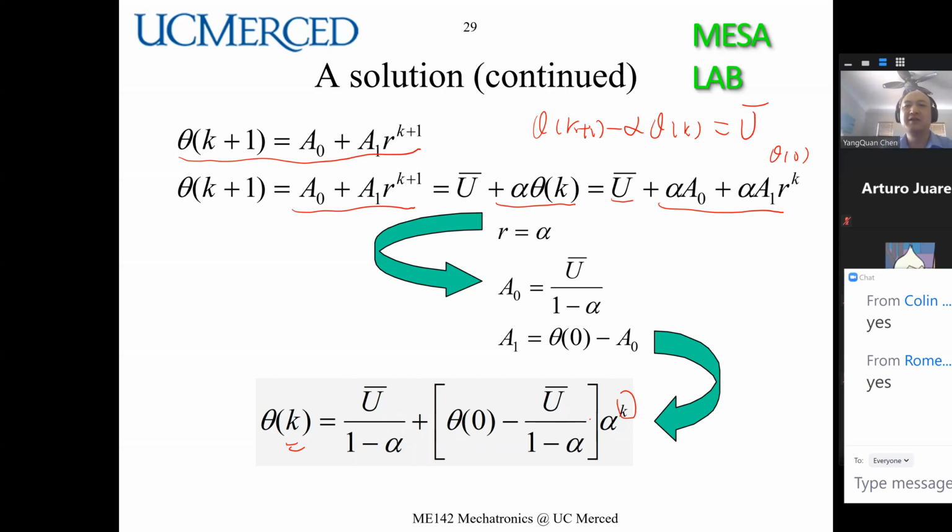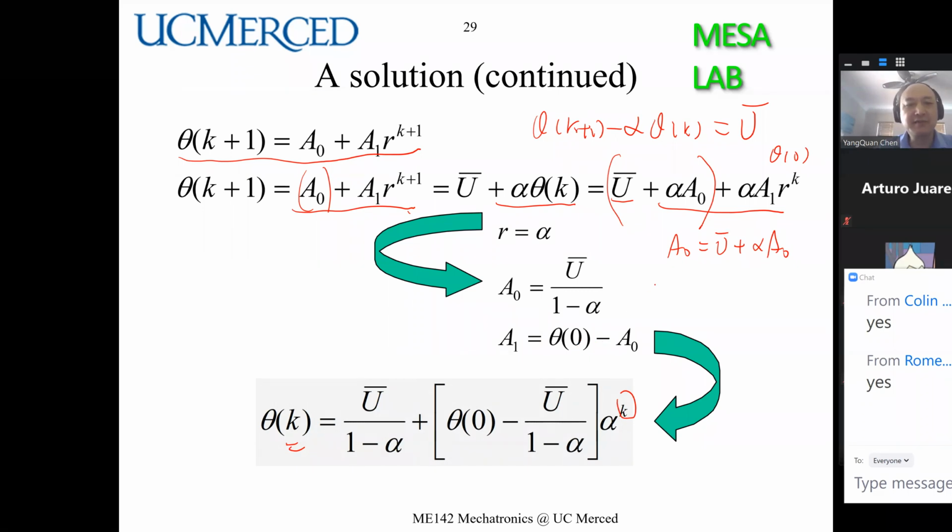How do we do that? So we compare the terms. So then we know that this is a constant term. This is also a constant term. So then A0 should be U bar plus alpha A0, because this is always true for any k. So I solve A0. How about A1? A1 is theta 0.